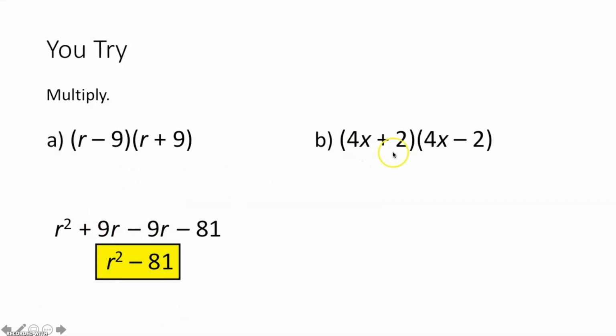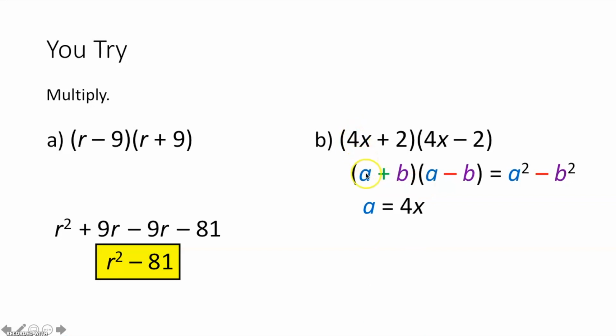Here, we see same terms, different signs. So what we do is we jump to our shortcut, a difference of squares. So figure out what's our a value. That's going to be 4x in this case, and what's our b value? It's going to be 2.